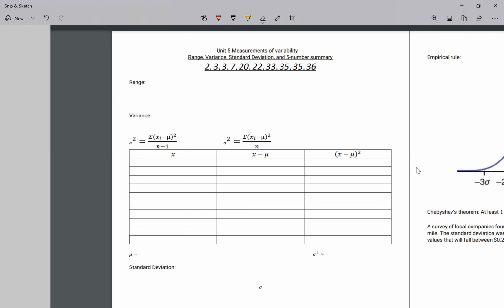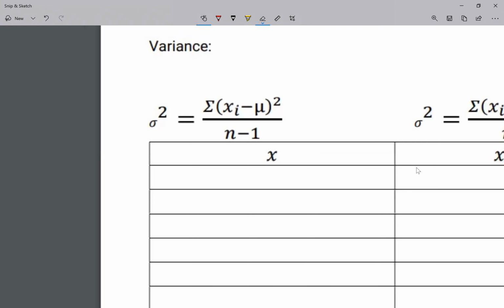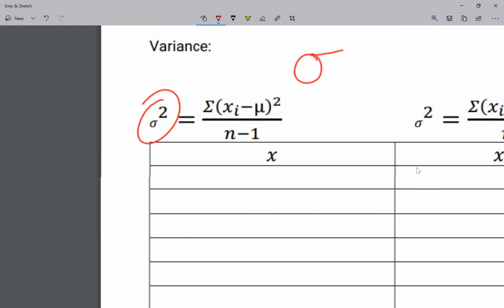Now, I'm going to introduce you guys to a Greek letter, okay? This little one right here, it looks like a little O with a little line on the top. Let me write it over here. We write it like this. This is a Greek letter that's called sigma. In this case, sigma squared. Sigma squared, this is the symbol we're going to use for variance.